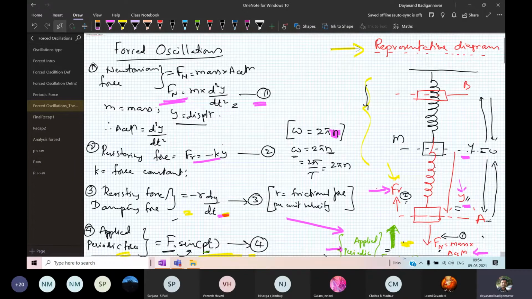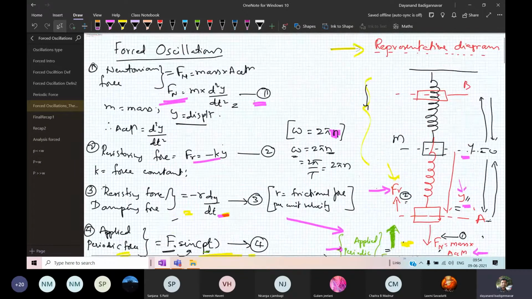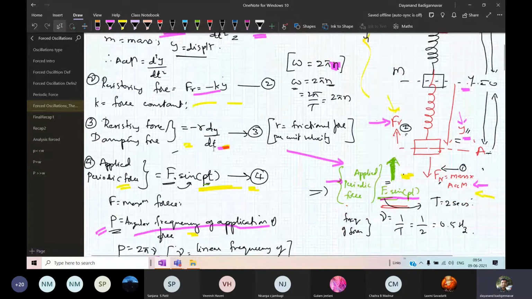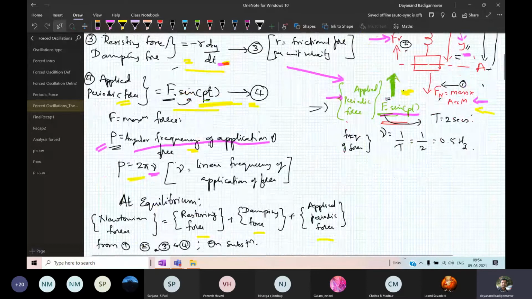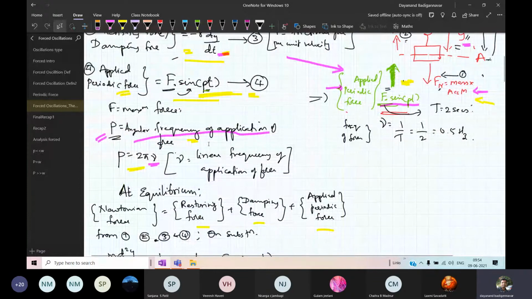Then I have written the applied force, that is the Newtonian force. The restoring force, then the resisting force, then the applied periodic force F sin pt. Then I have equated them. Here p is the very important term. p means it is the frequency of application of the force.